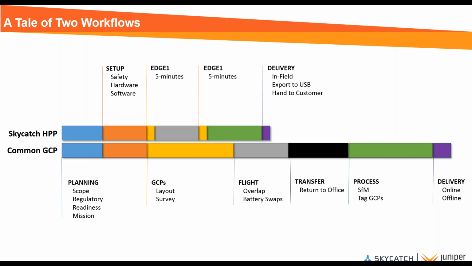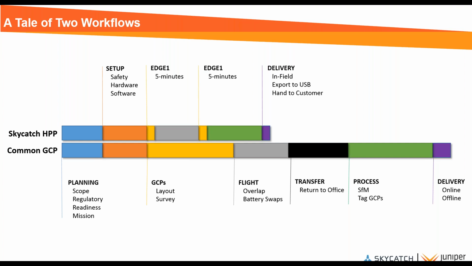So I'm going to start on the left side of this. Now the flights, you'll notice, they're the same, right? You're going to fly with the same overlap, side lap, battery swaps. You're going to have all of those same things. They're going to be the same because it's still a photogrammetry mission. You're still going to have a nadir-looking camera, with a required overlap and side lap, and a number of battery swaps depending on the size. None of that really changes between each of these workflows. So I kept them the same.